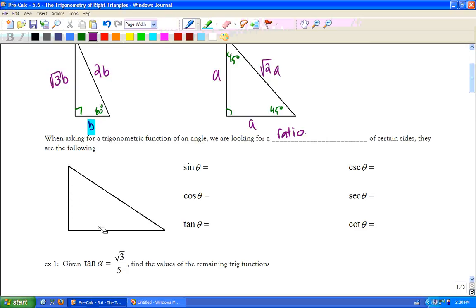Here are the following sides. If we say here's theta, and this is 90. By the way, all of the times when we're looking at these, these are the trig functions of acute angles. If we call this side A, this side B, this side C, sine is the opposite side over the hypotenuse.